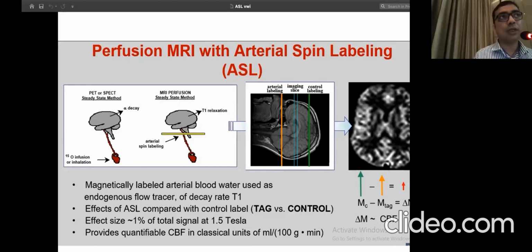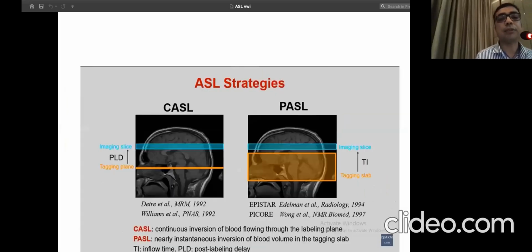I'm not an expert on this, but we discussed it with our diagnostic radiology people and the Philips application guys, and 200 is now what we have set for most of our assessment. So this is a continuous labeling, and this is a pulse, and this is the delay which is there.